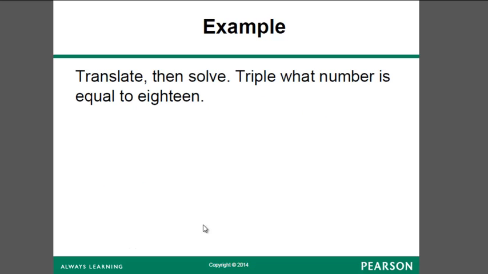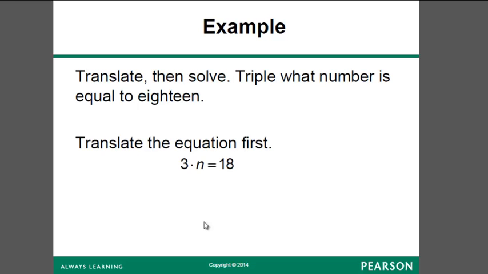Translate, then solve. Triple what number is equal to 18? Okay, I first have to translate this. How do I translate triple what number? That would mean 3 times n is equal to 18. Well, 3 times what number is equal to 18? That's 6. That is correct.